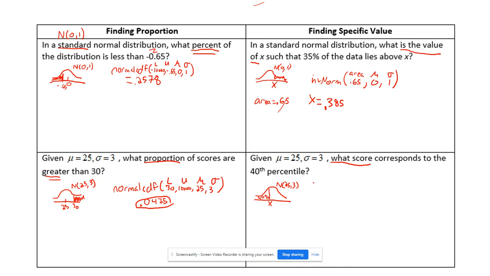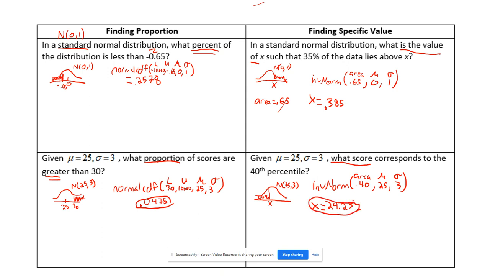So I'm going to use my inverse norm here. This time the area is just 0.40 because that's the area to the left. So my area is the 40%. The mean was 25 and the standard deviation was 3. So if I type all of that in on my calculator, I should get an answer pretty easily. Remember, area 0.4. Now make sure you change the mean and the standard deviation on yours. It's not 0, 1 anymore. And you should get your value of x, the score you would have to get, which is 24.23.